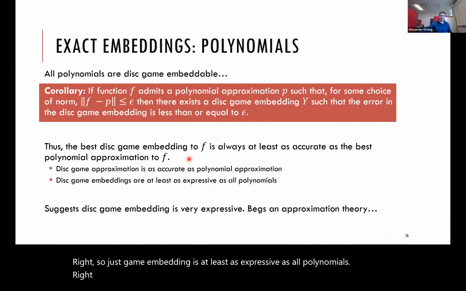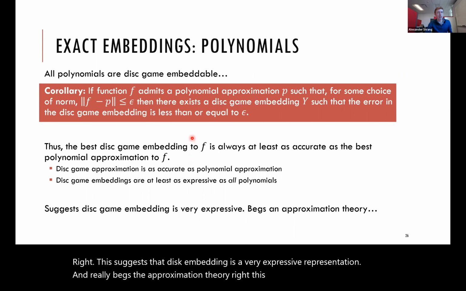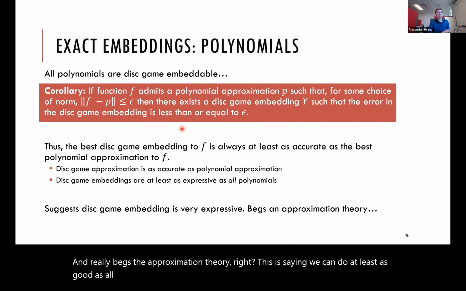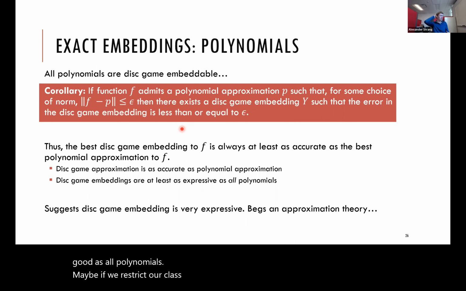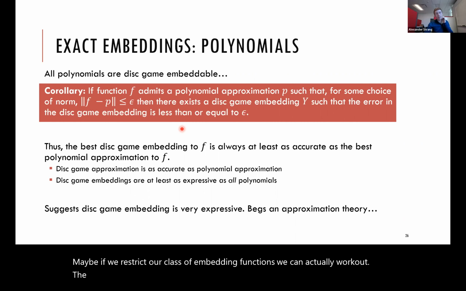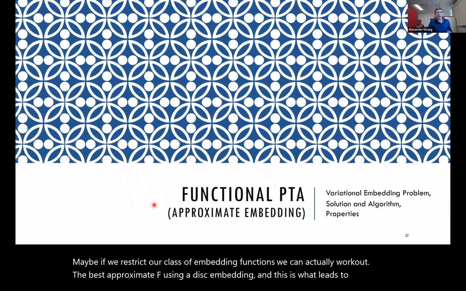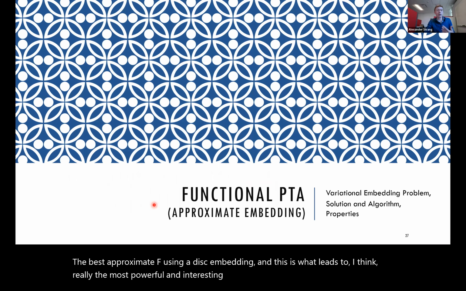Right? This suggests that disk game embedding is a very expressive representation and really begs an approximation theory. Right? This is saying we can do at least as good as all polynomials. Maybe if we restrict our class of embedding functions, we can actually work out the best approximant to f using a disk game embedding. And this is what leads to, I think, really the most powerful and interesting idea in this talk, what we call functional principal trade-off analysis.